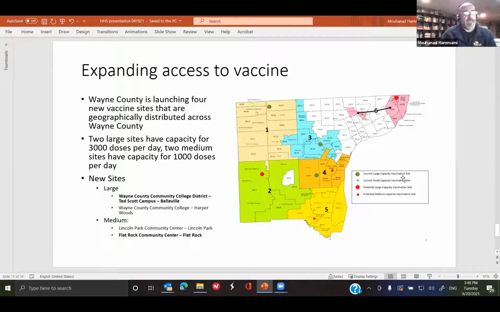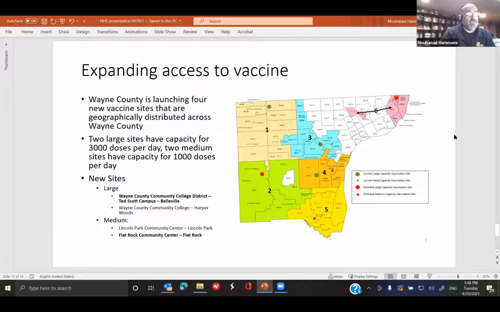We also wanted to expand access to vaccine, as I mentioned, and have it more geographically accessible across Wayne County. This is a map of the county with the green circles where we are currently, and the red circles are the new sites that we are going to establish. So we wanted to ensure that we have this distribution in the downriver area, on the east side, as well as on all 4 corners of the county, while we still maintain our central presence as well.